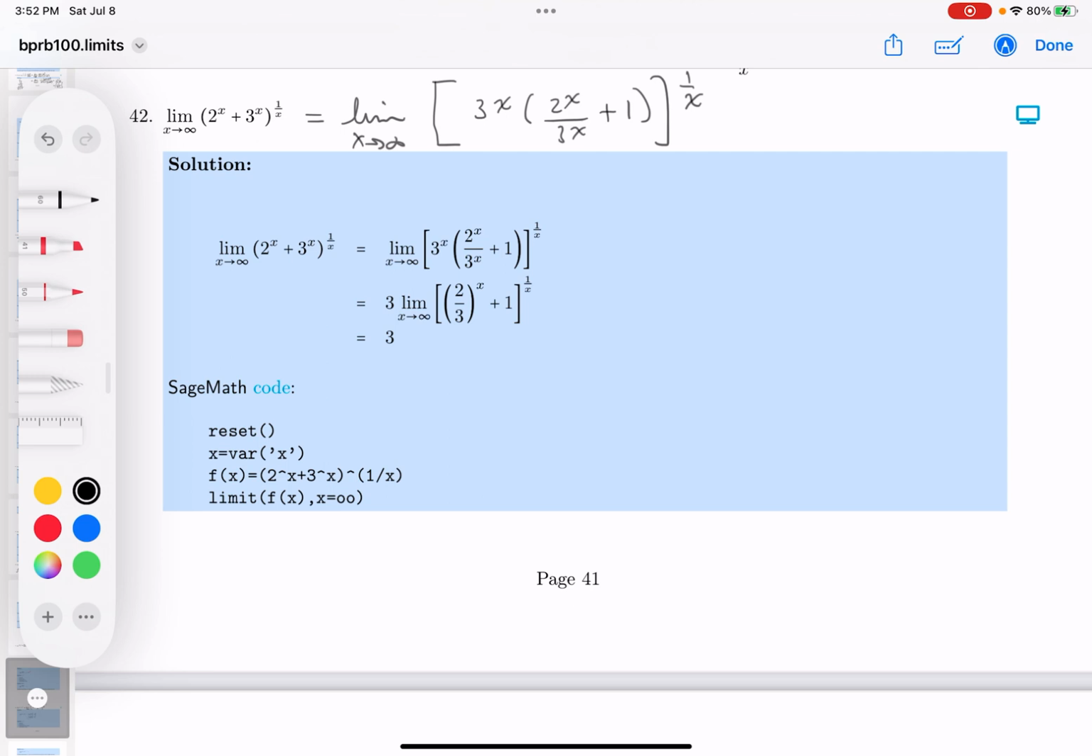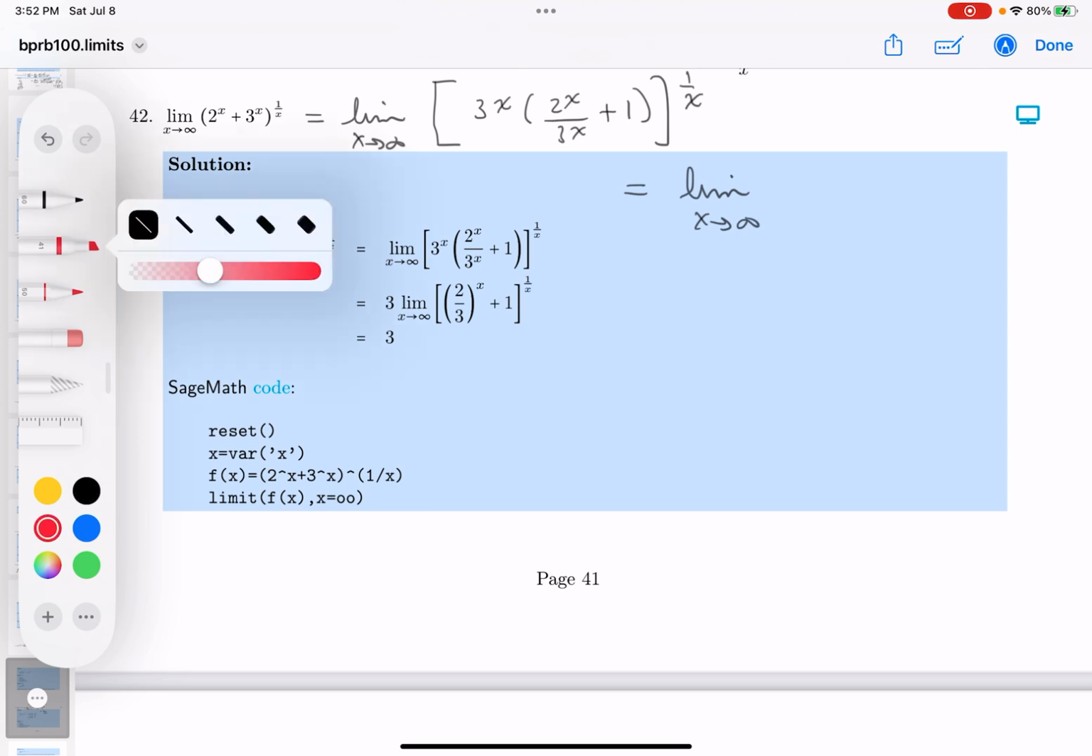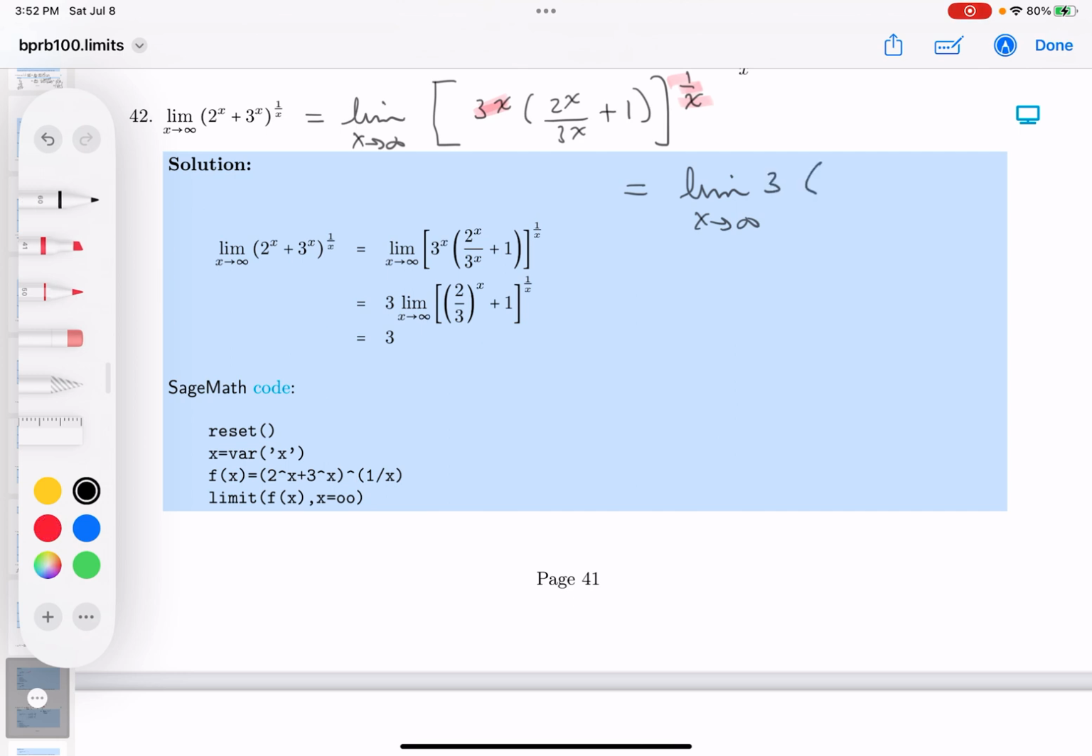I'm going to use some tricky rules of exponents over here. There's going to be limit x goes to infinity. And I'm going to associate, and that's just going to be a 3 now. And then I'm going to get, let's see, 2 to the x over 3 to the x is (2/3) to the x, plus 1. And this is all being raised to 1 over x.